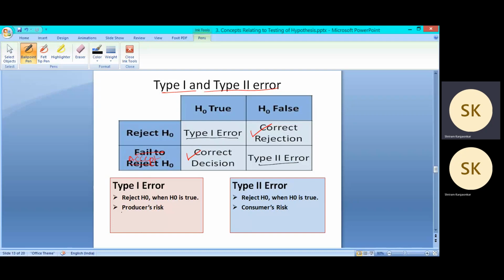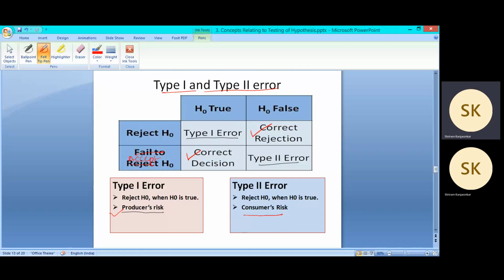It is also called the producer's risk. So remember, sometimes it is asked in exam. You can be asked in viva which type of error is producer's risk and which type of error is consumer's risk. Okay. And what is type 2 error? Reject H naught when it is true. Okay, so that is called the consumer's risk.